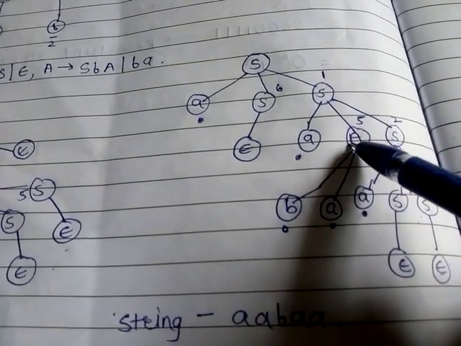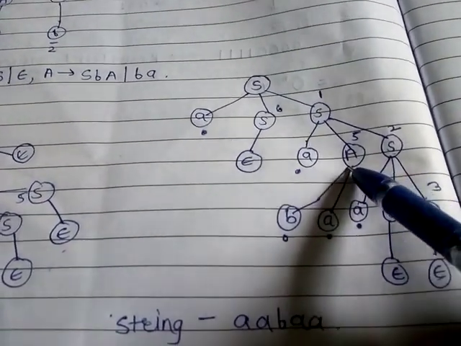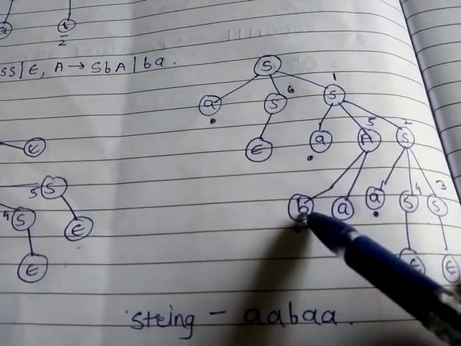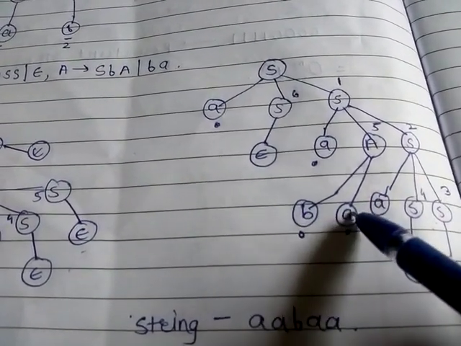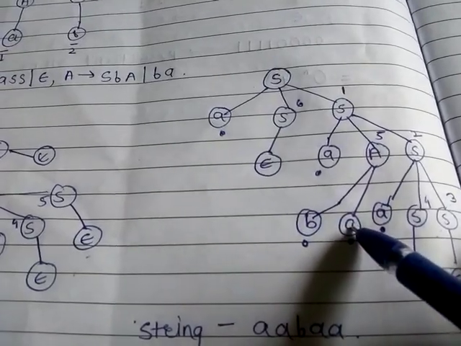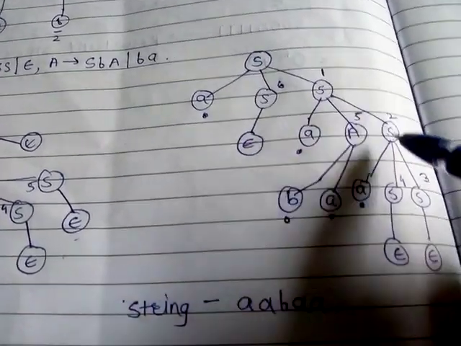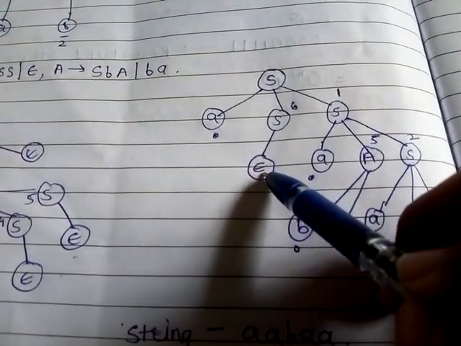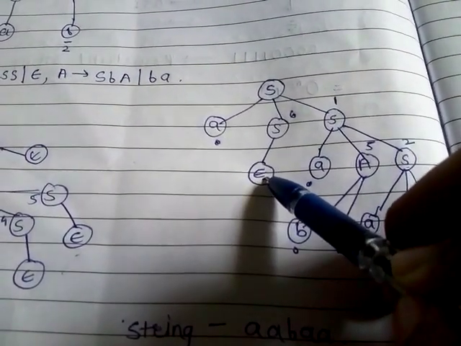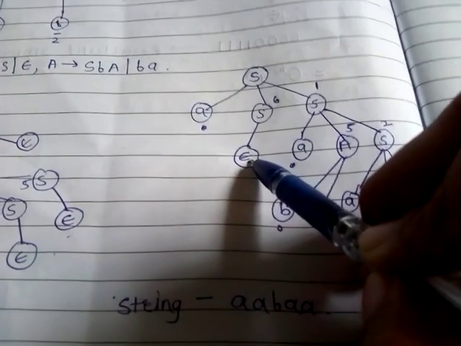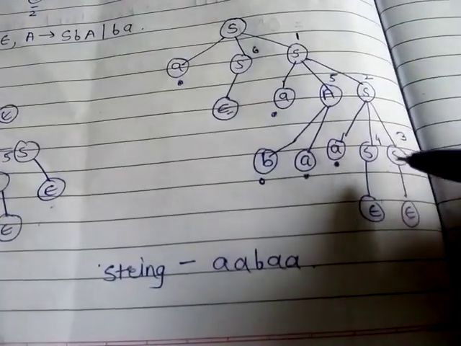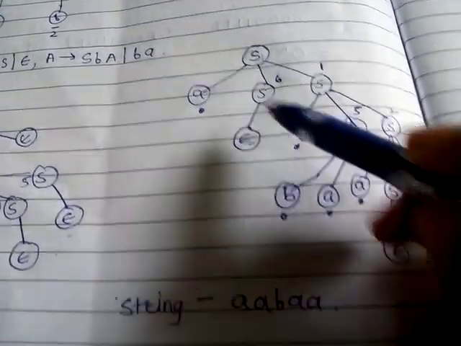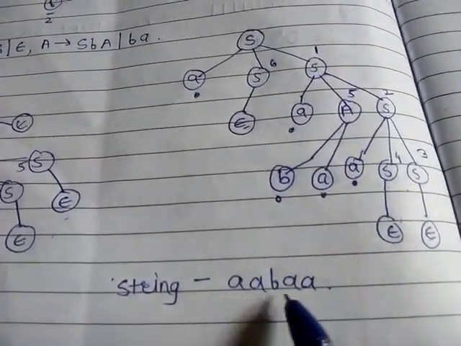Next is this string, because I am doing right derivation. For this string I have applied B and A. B and A is the terminal symbol. So up to this string is executed. For this S I have applied epsilon here, so the string stops. So what is my final string? The final string is A, B, A, that is double A, B, double A.